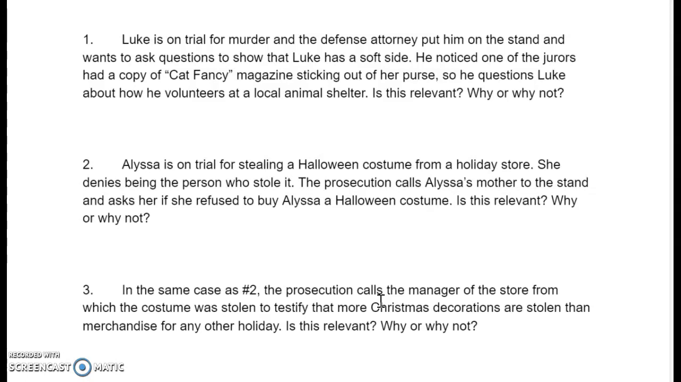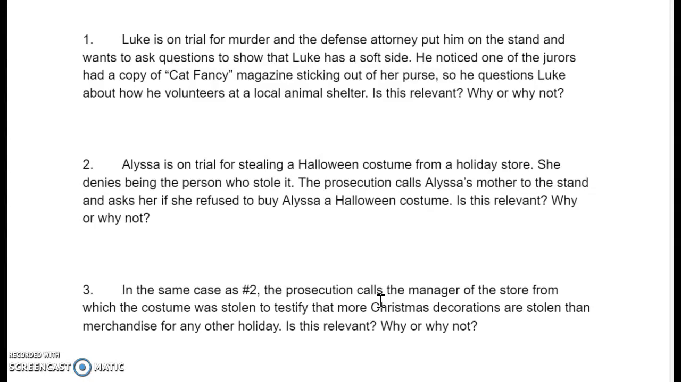So if you hear this and you're a prosecutor and the defense attorney starts asking about cats and shelters, you can object and say it's irrelevant, and chances are your objection will be sustained, meaning the judge will agree with you and this line of questioning will have to stop. All right. So number one is no, it is not relevant. It doesn't have to do with the issue that's being tested, so the evidence will not be admitted.